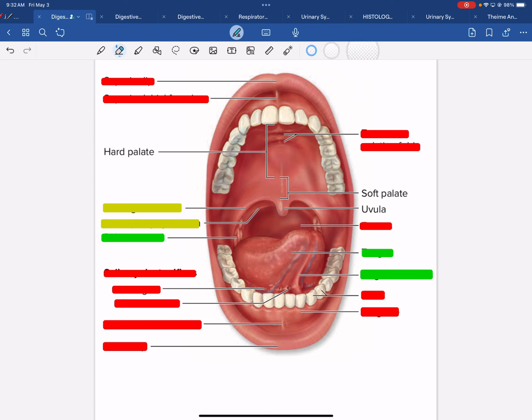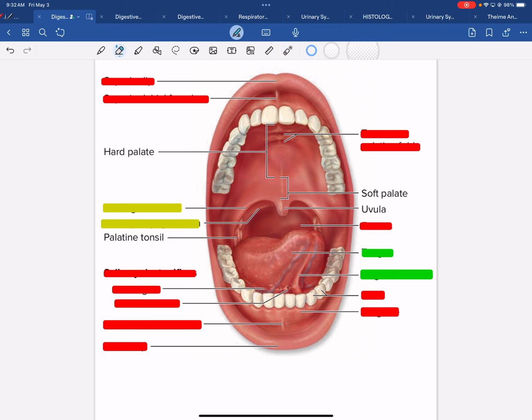All right, what are these? Good, the palatine tonsils. What do those do? Immune surveillance of air and saliva. Good, right? Immune surveillance of air and saliva. That's great.